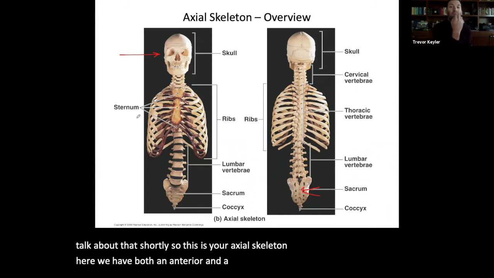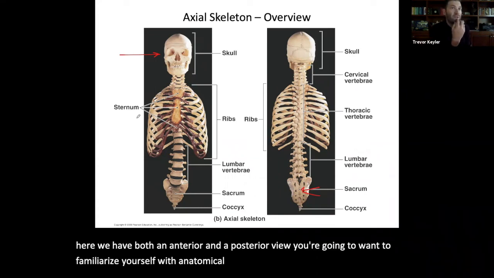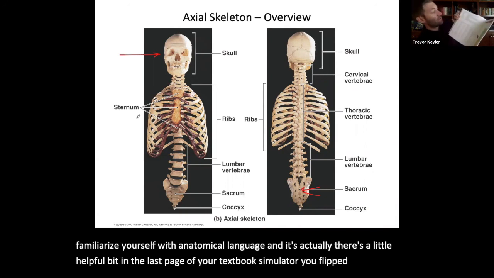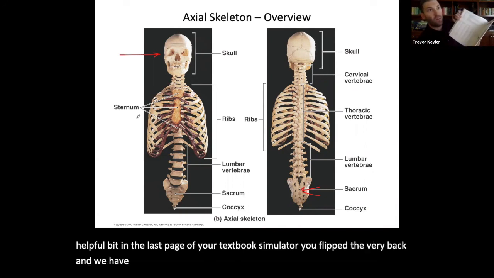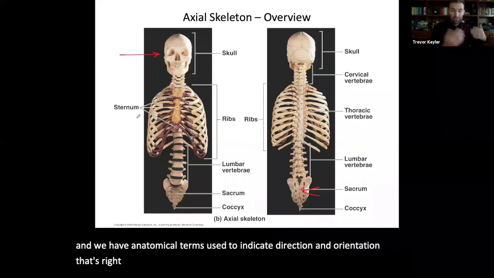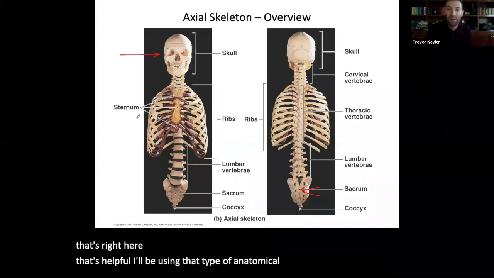You're going to want to familiarize yourself with anatomical language. And there's a helpful bit in the last page of your textbook. You flip to the very back, and we have anatomical terms used to indicate direction and orientation. That's right here. That's helpful. I'll be using that type of anatomical language to describe the axial skeleton today as we go.